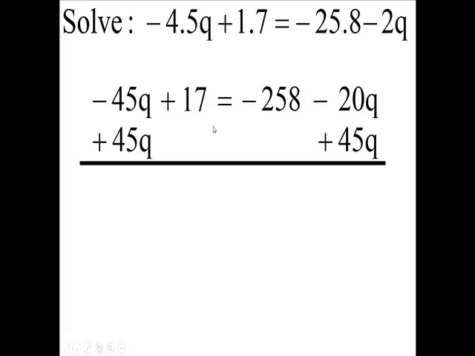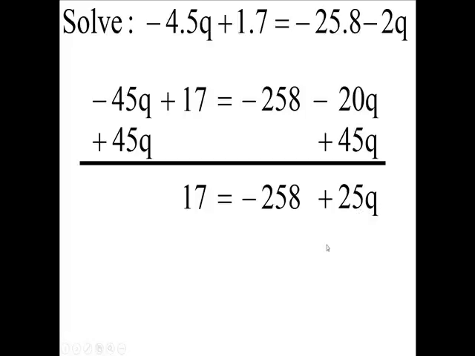Okay, now we'll bring down the 17, bring down the negative 258. This is going to give you 25q. Now the reason we add the smaller of the two is we end up with a plus coefficient for q. Okay, q is going to have a plus 25 for its coefficient.